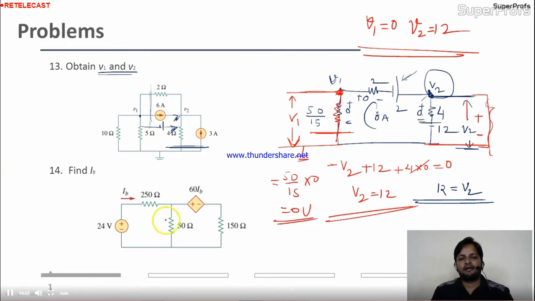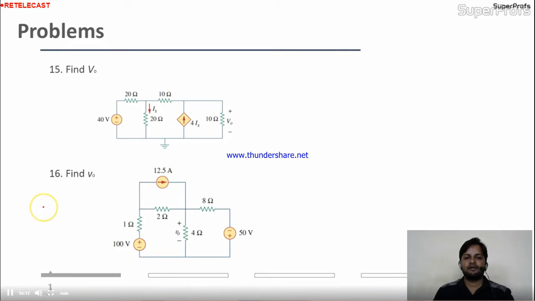Okay. Come to this circuit now. Very easy circuit. I'm leaving this for you. This is the dependent source circuit. Easily you can find out the value of this current. Any problem? Come to the next one. This is again a dependent source problem. Will you do it or shall I do it for you? Okay, I'm doing this for you.